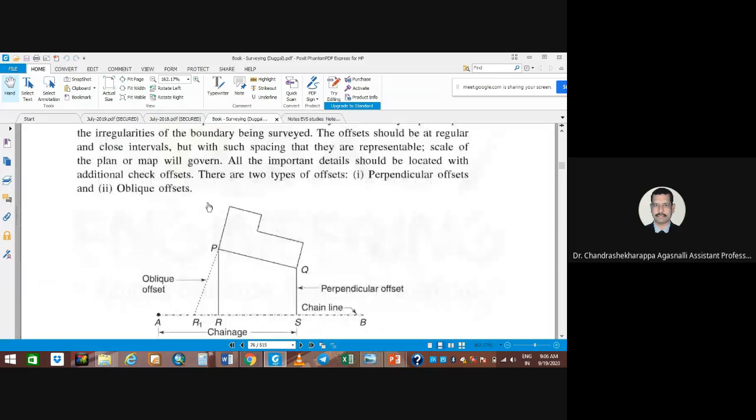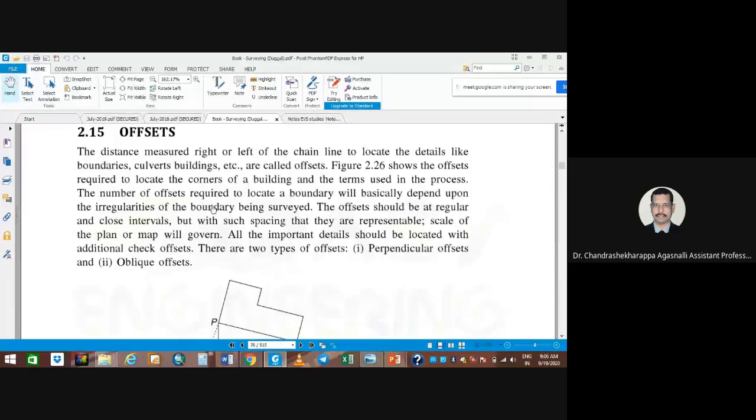And when it comes to offsets, what is meant by offsets? Offsets are the distances measured to the right or left of the chain line to locate details like boundaries, culverts and buildings. They are called offsets on either side of the chain line.